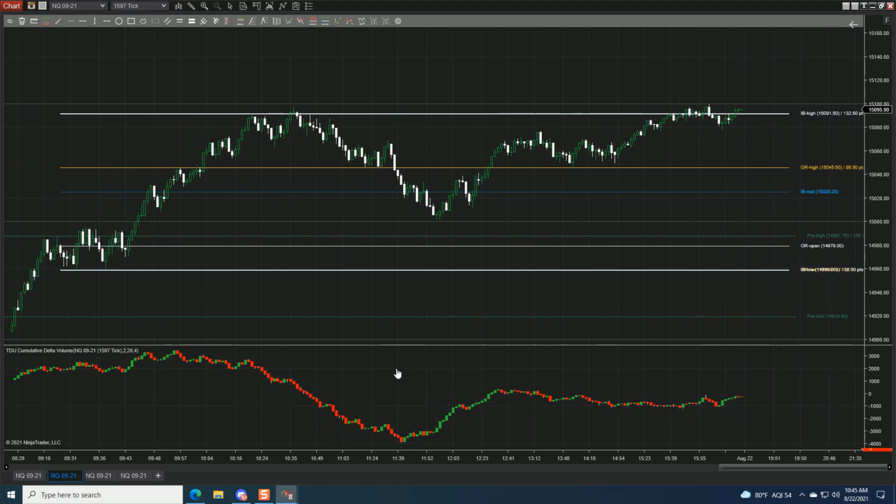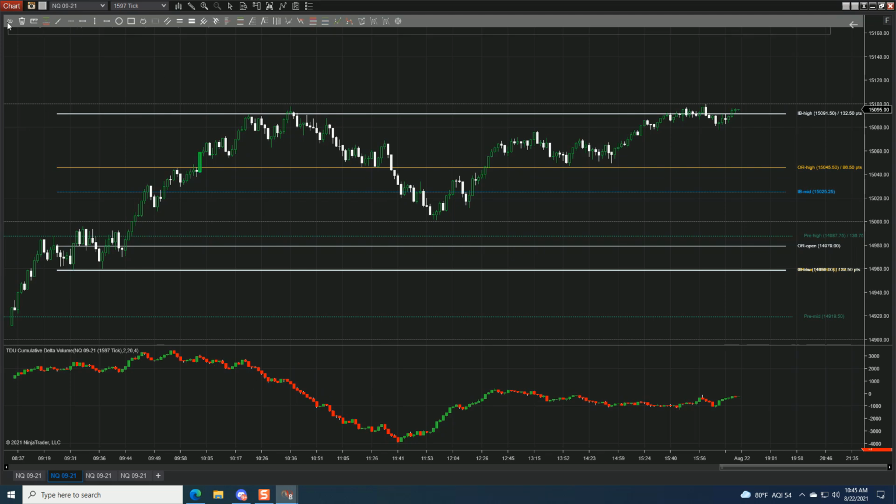A couple of things to note here on the chart. I have our initial balance indicator, which I do on every video just to frame the day, so we're not just floating out in space on a gray chart without any context. We can see the RTH open to close, and it's not uncommon on a Friday to be self-contained within the initial balance.